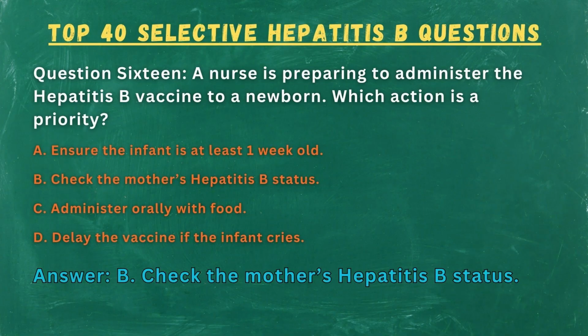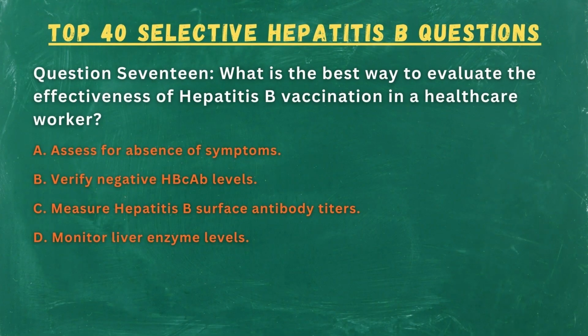Answer: B. Check the mother's hepatitis B status. Question 17. What is the best way to evaluate the effectiveness of hepatitis B vaccination in a healthcare worker? A. Assess for absence of symptoms. B. Verify negative HBc levels. C. Measure hepatitis B surface antibody titers. D. Monitor liver enzyme levels.